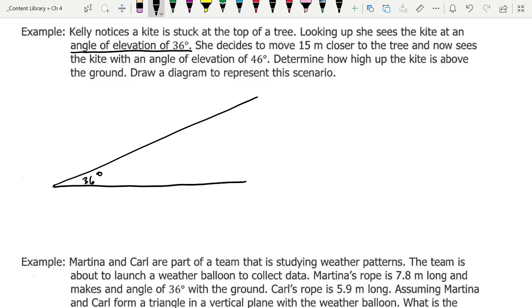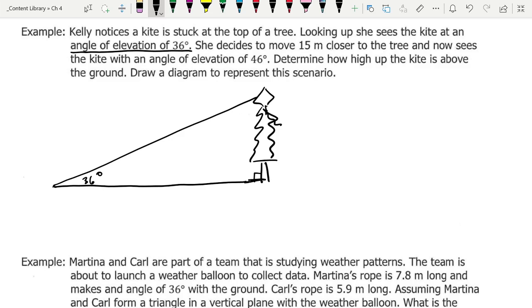And she's looking up to see a kite stuck in a tree. That is a beautiful pine tree. And we'll assume it grows at a right angle to the ground. We also have to make the assumption that the ground is flat. Otherwise, we'd need more information.